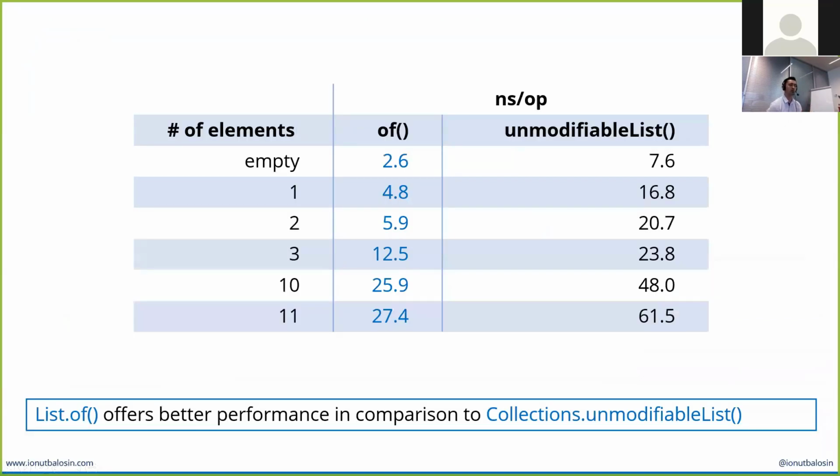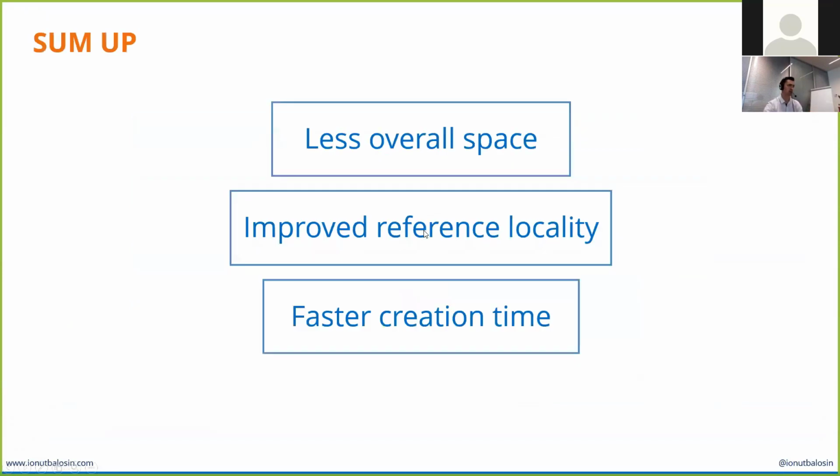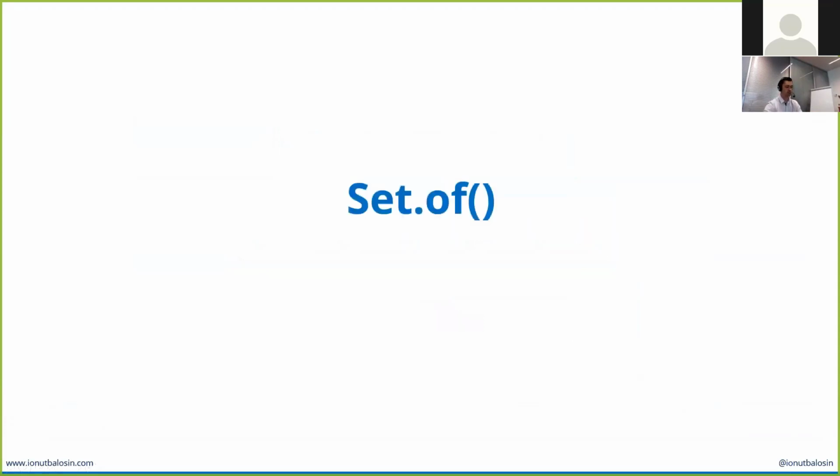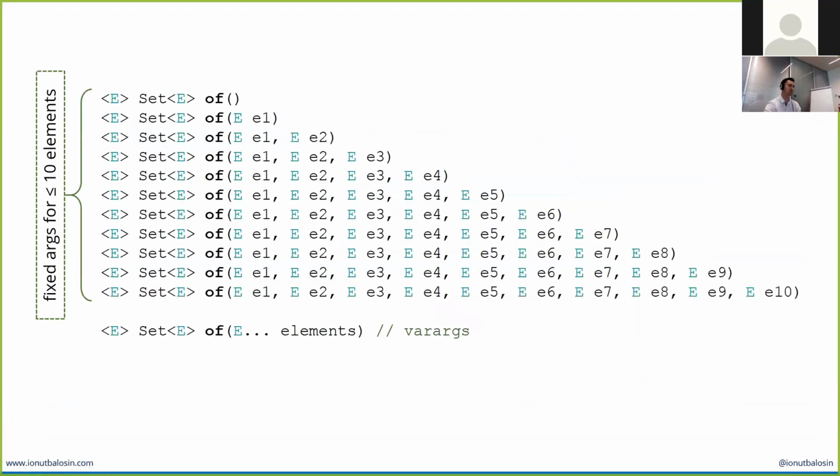In terms of performance, if you compare the same List.of versus the classical API, by creating such a list using a different number of elements, 1, 2, 3, 10, 11, and so on, you can see it's always quickest. Just to sum up what we have discussed, List.of brings less overall space, improved reference locality, and faster creation time. And if we zoom inside Set.of, you will see it's exactly the same idea.